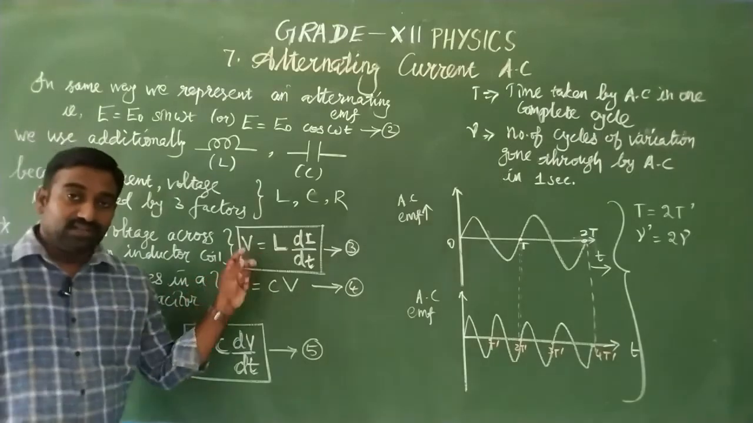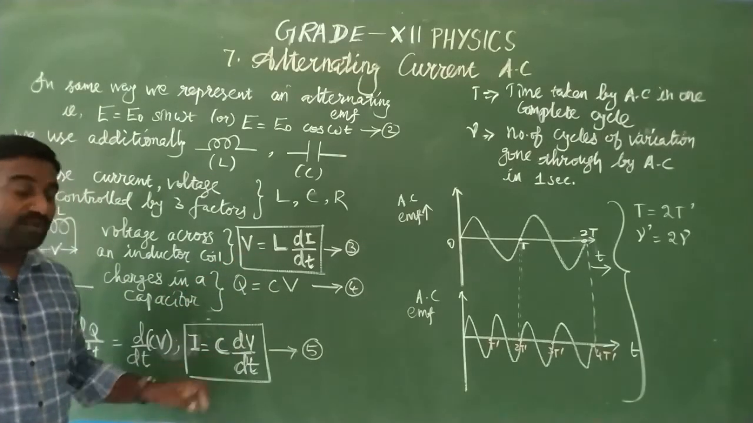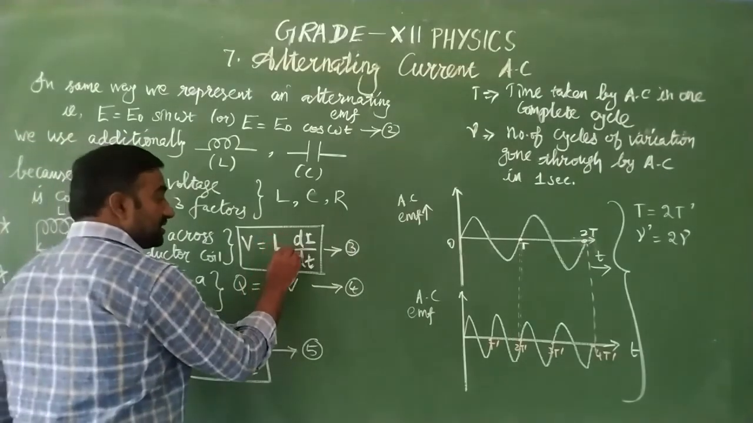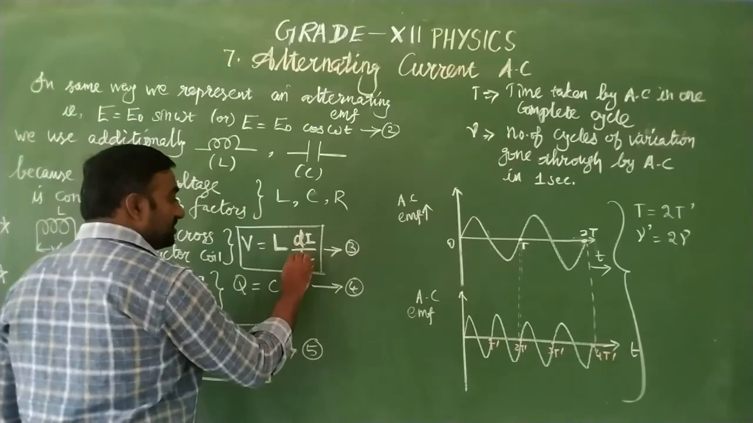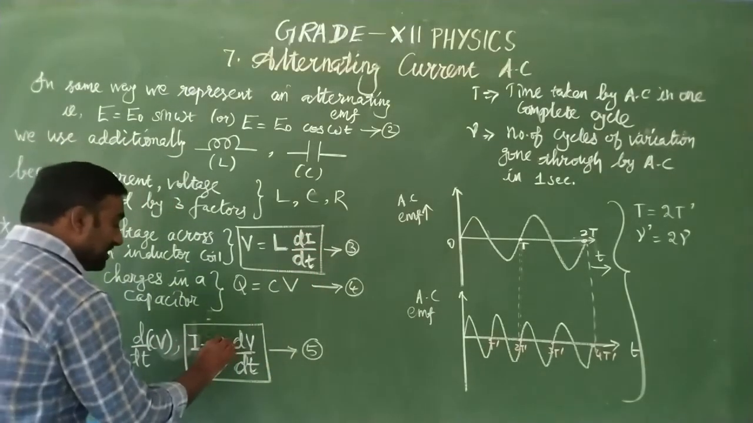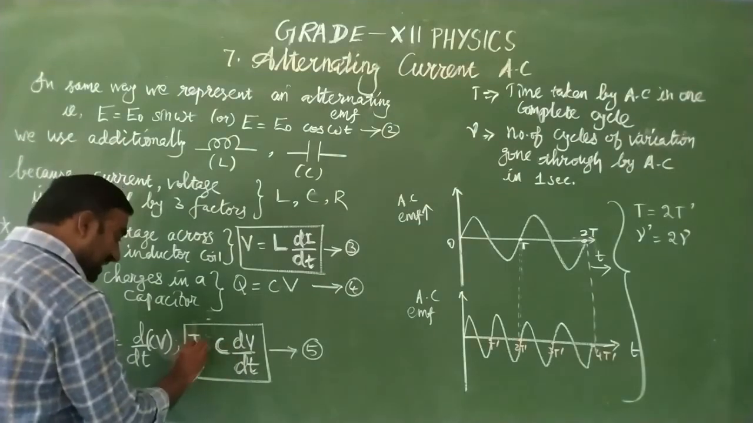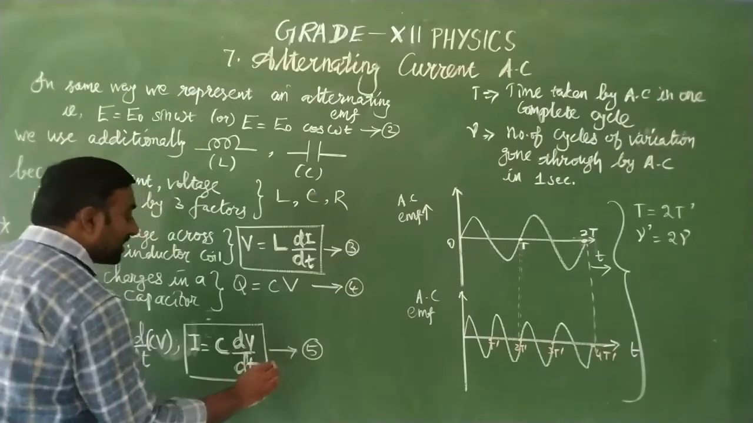Listen carefully. I am saying it again, we will use these terms later. So observe these two equations carefully. The inductor affects the voltage when the current changes with respect to time. Similarly here, the capacitor affects the current when the voltage changes with respect to time.